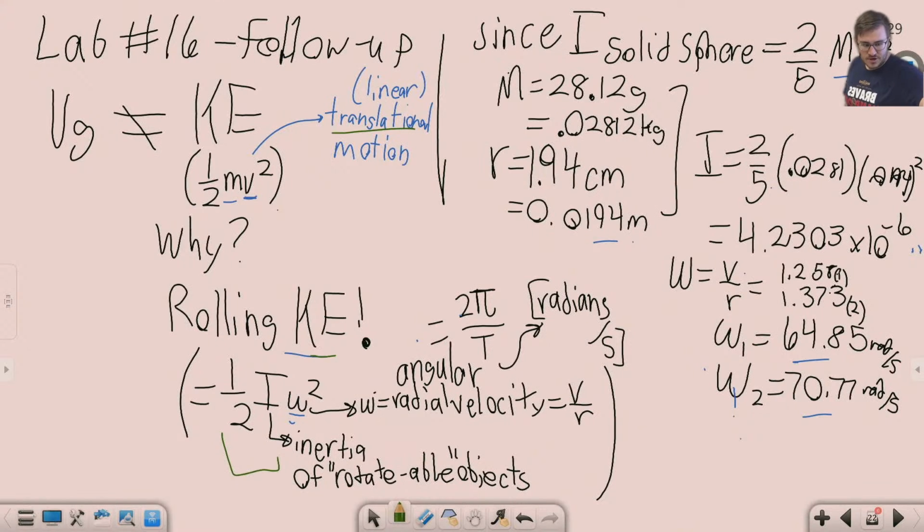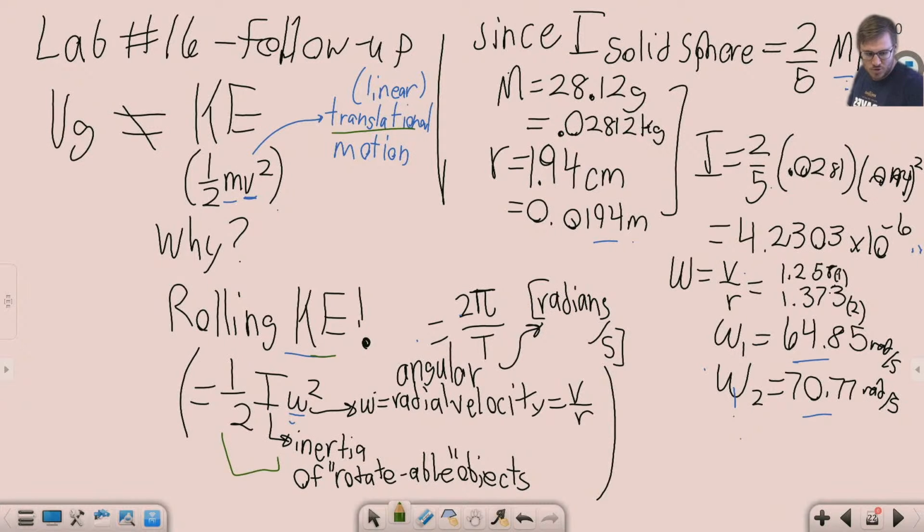The formula for kinetic energy of rolling is 1/2 I omega squared. I is a concept known as inertia. We're actually going to address that more deeply in the rotational unit, but just for the purpose of this lab, we're going to dive into it feet first, or head first. So I is sort of like mass.